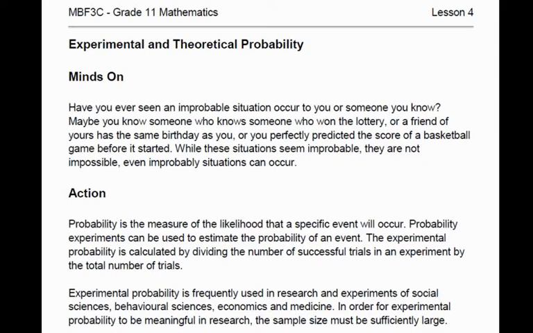So this lesson is on experimental and theoretical probability. You might be asking yourself, why might there be two types of probability? The difference between them is experimental probability is measured after an event has occurred, and theoretical probability is determined before. Now, the theoretical probability is just that, it's theoretical. After an event occurs, we can then calculate the experimental probability.